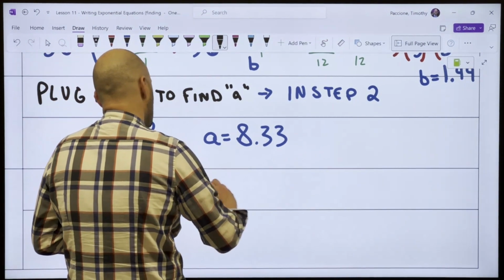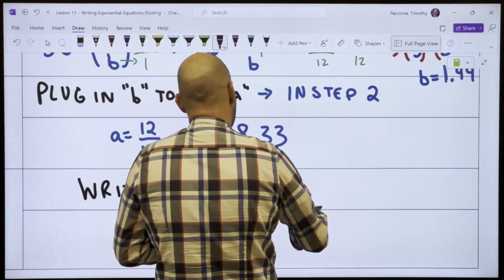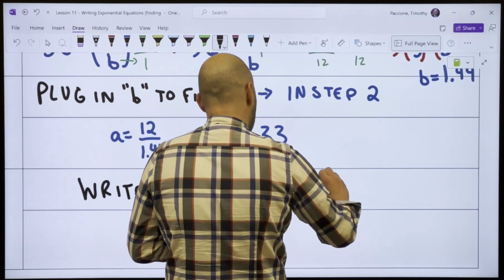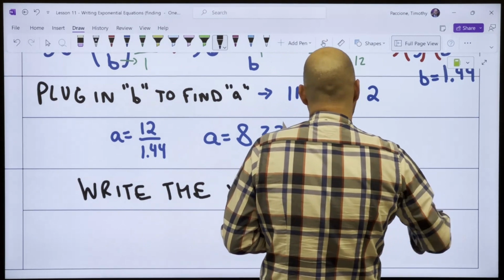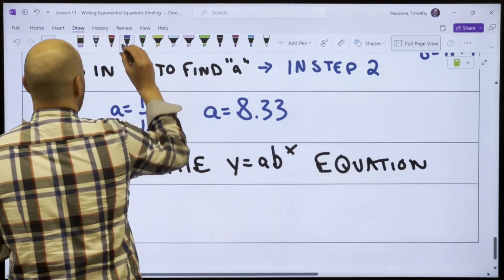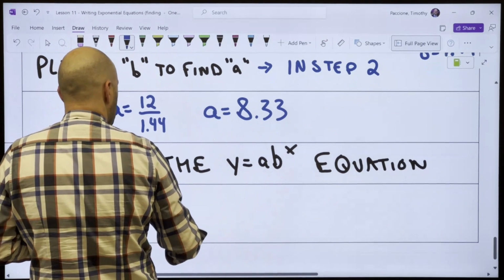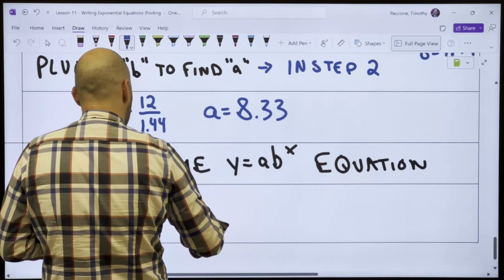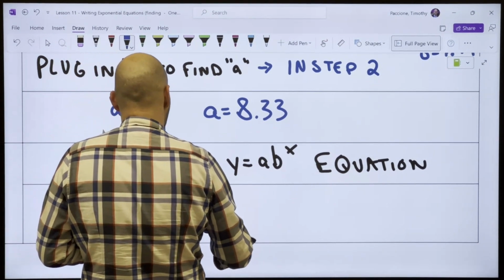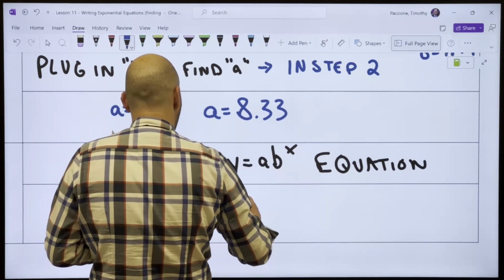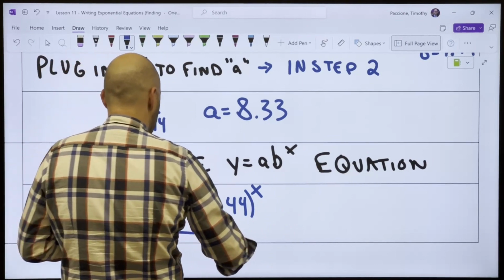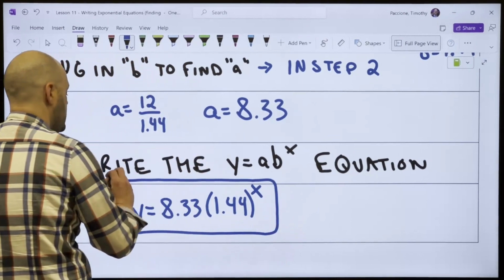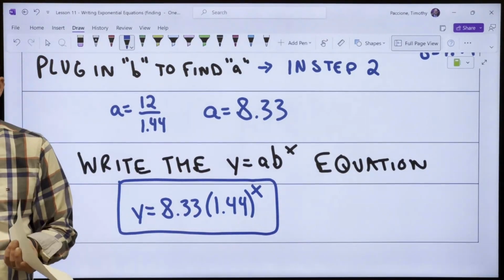Write the y equals ab to the x equation. All right, so that would be y equals 8.33 times 1.44 to the x. And there you go. And that is the very last skill you will learn this unit.